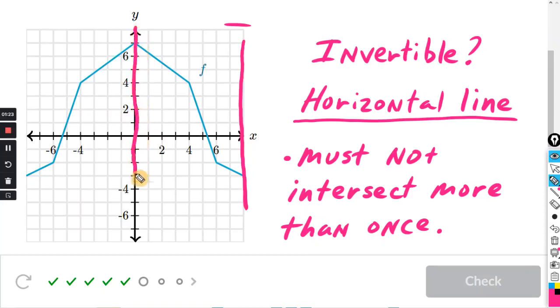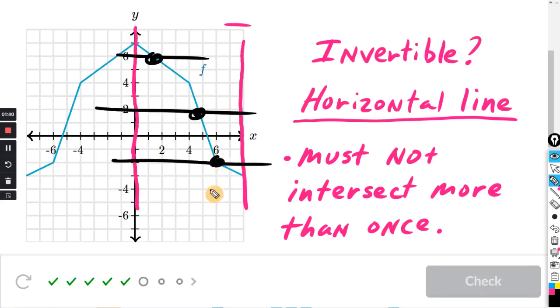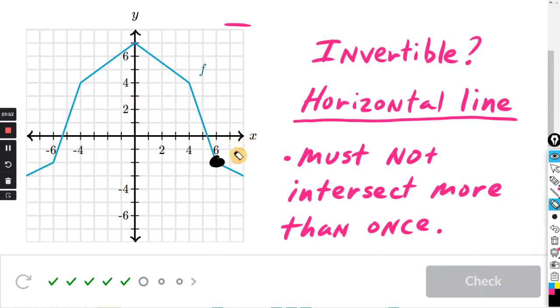So we are restricted to this range, or domain, only. Make sure it does not intersect more than once. If we do it here, it only hits once. Here, once. Here, once. So in this domain right here, it passes the test. It does not intersect more than once. In that case, it is invertible between 0 and 8. All right, so let's click that one.